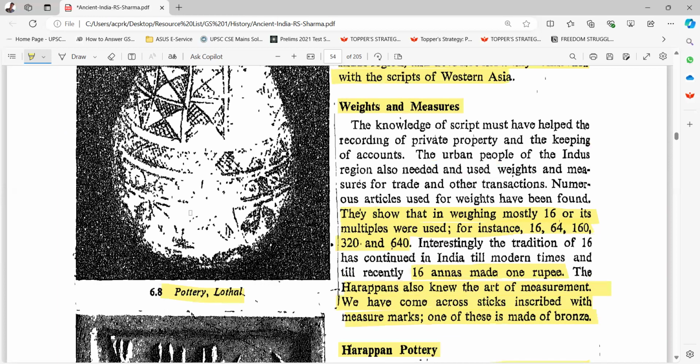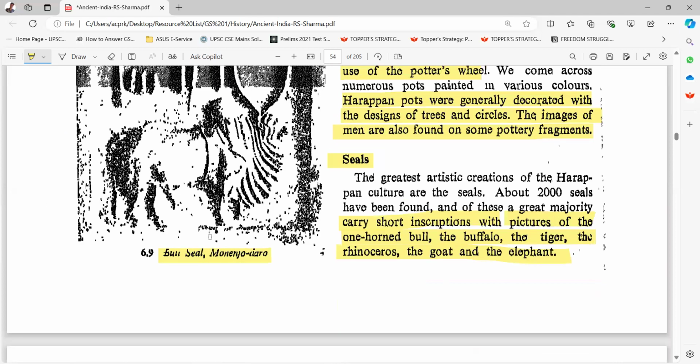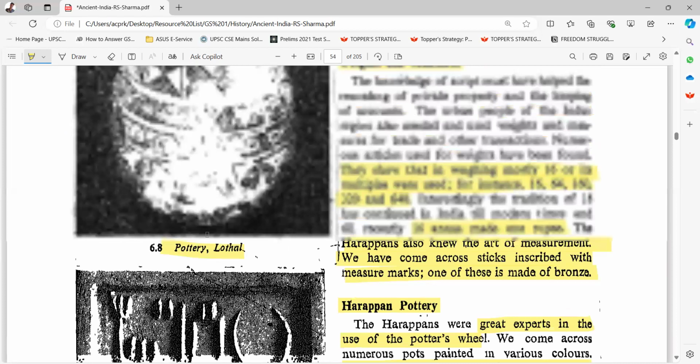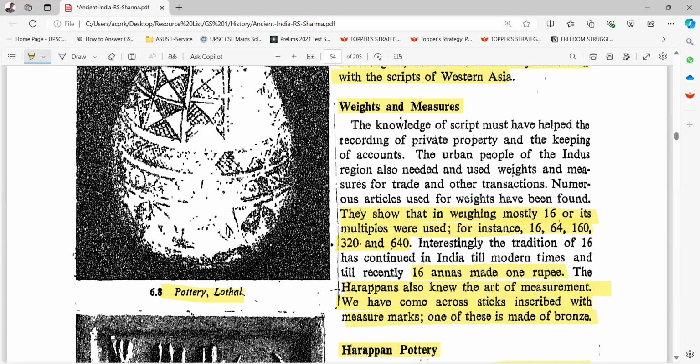Figure 6.8 shows pottery found at Lothal. Figure 6.9 shows a bull seal found at Mohenjo-daro. Okay. Next is weights and measures. The knowledge of script must have helped the recording of private property and the keeping of accounts. The urban people of the Indus region also needed and used weights and measures for trade and other transactions.